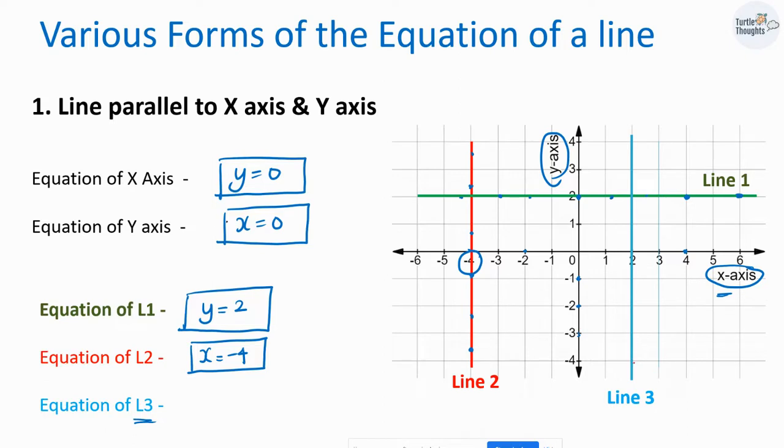Consider any points on the line. You observe that the value of x is not changing. The value of x over here, anywhere on the line, it is 2 only. However, the value of y is changing. Here the value of y is -1, here it is +1, here it is 2, 3, and so on, right? So I can tell that the equation of the line L3 can be written as x is equal to 2, this is going to be the equation of the line L3.